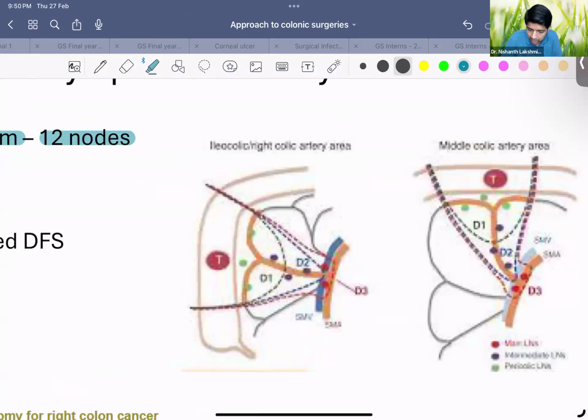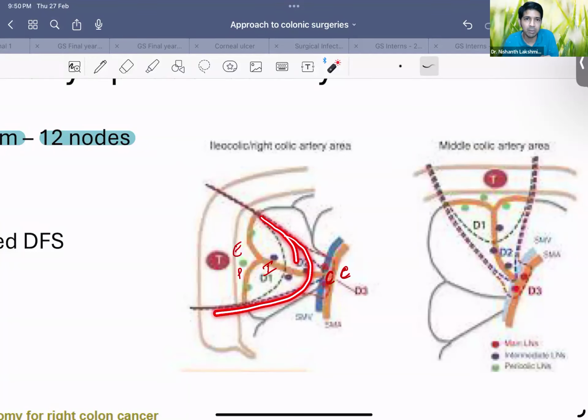I have shown you in this image. So let us again put that. E, then paracolic is the Drummond, I is along the named vessels, and C is the central, or the main vessels near the root where the SMA and the IMA are. If you remove the lymph nodes up to the level of the named vessels, that means intermediate.